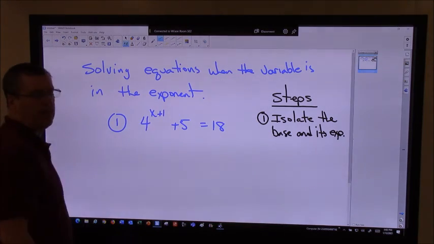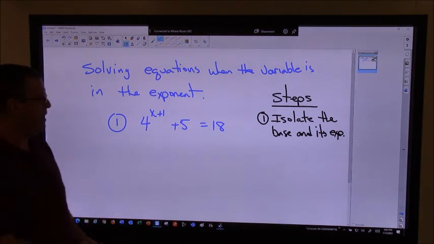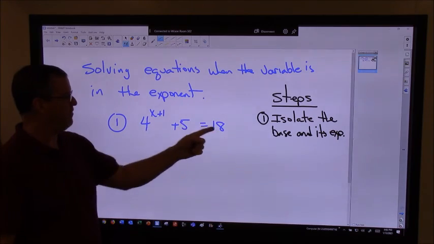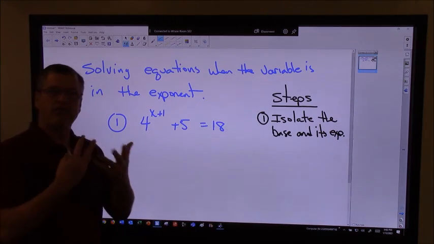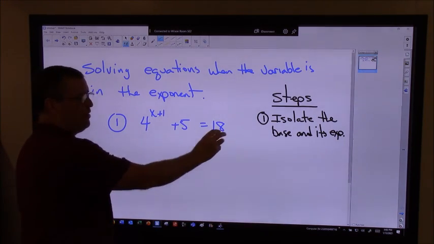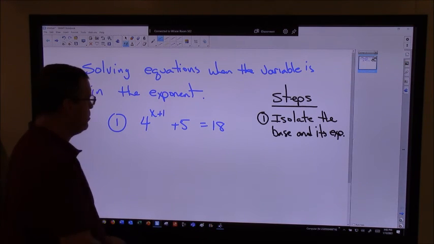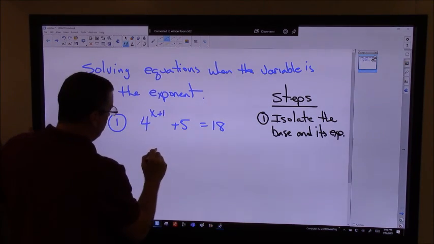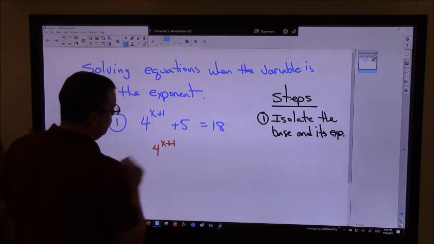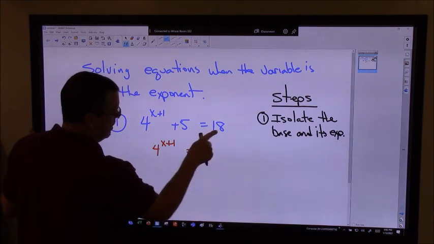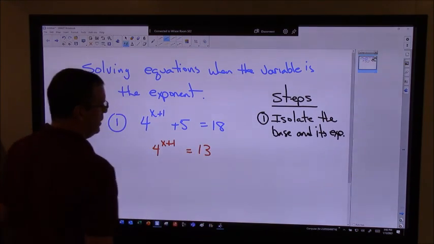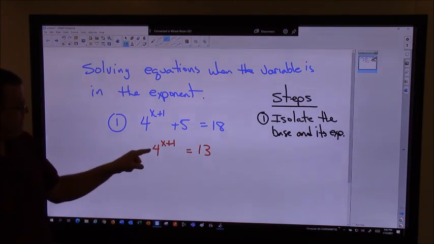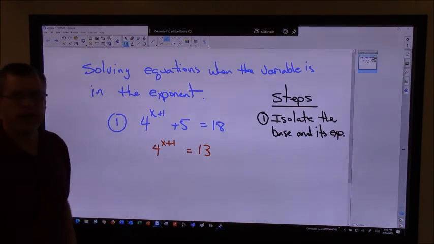That means get rid of the 5. Well, algebraically, how do we do that? We subtract 5 from both sides. Or, as I've told you guys this year, you just move that over and do the opposite. It's the same result. So I'm going to get 4 raised to the x plus 1 equals, if I move that 5 over and subtract it, 13. I have to get the base and the exponent by itself. It's got to happen.